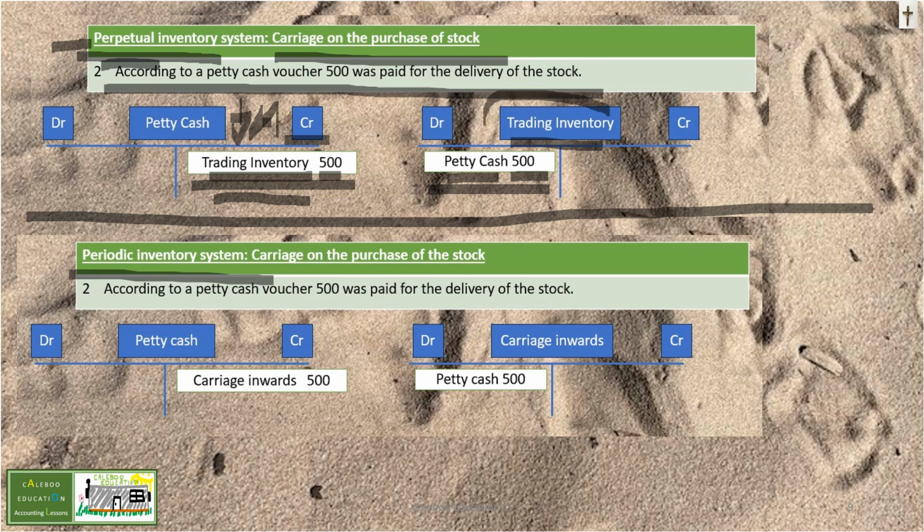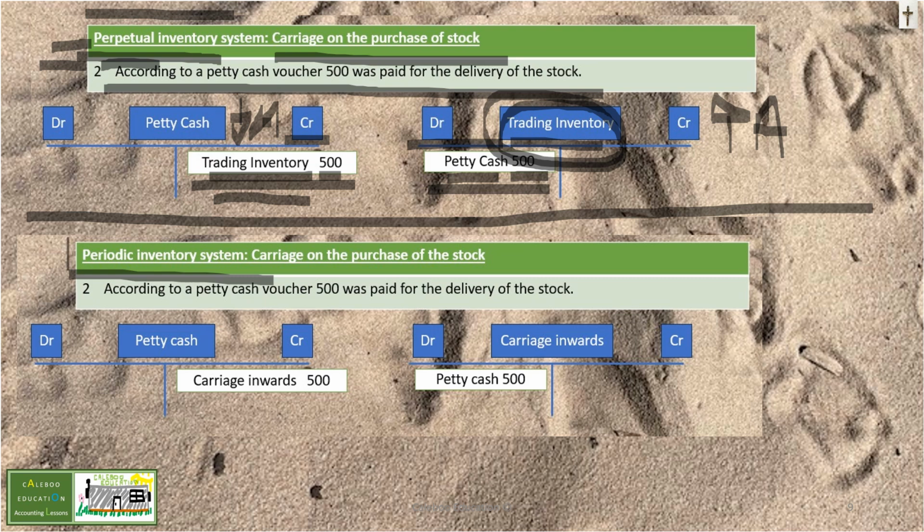And the bottom line is, in the perpetual inventory system, any extra costs with regard to trading inventory, the trading inventory account is debited, an increase in the value of the asset. So if it was import duties or custom duties or carriage inwards, trading inventory is debited in the perpetual inventory system.